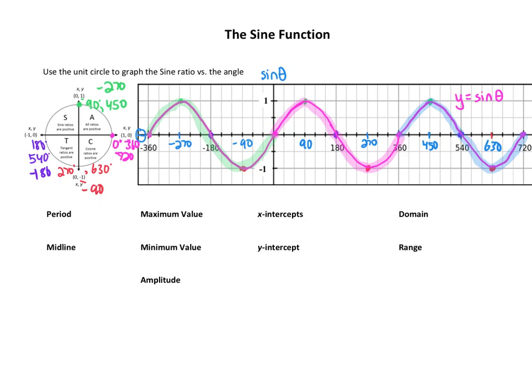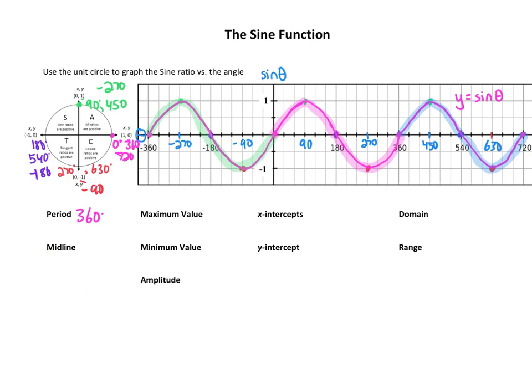Let's just talk about some of the key features that we see from this graph. The period is how long one cycle takes. So let's look at the first cycle that we drew, the one in pink. We started at 0 degrees and we ended at 360 degrees because that's when it starts to repeat. So the period is 360 degrees. So that means all of your cycles should have 360. So the next one in purple, we start at 360, we end at 720, so that took another 360 degrees. And the one in green, we start at -360 and we ended at 0. So again, that took 360 degrees.